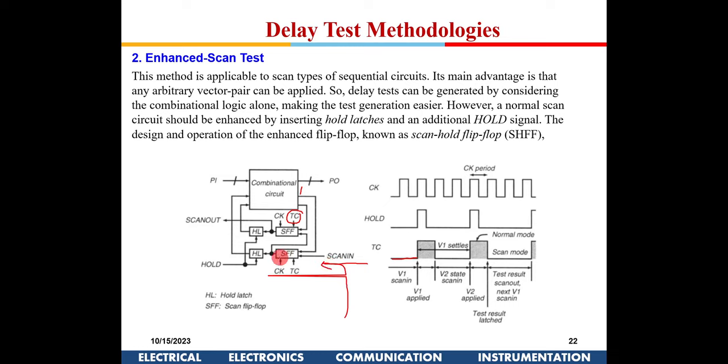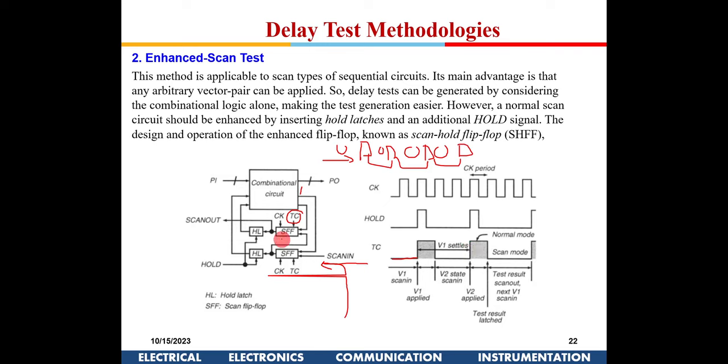With each clock, this data will come here. Only two flip-flops are shown here, but there could be several: combinational logic, flip-flop, combinational logic, flip-flop, in between. This is how the pipeline structure is. This output is connected here in the scan mode, so I give one scan-in data and keep pushing all the test vectors. Is that much understood, how to load a V1 test vector here? Is it okay with all of you?